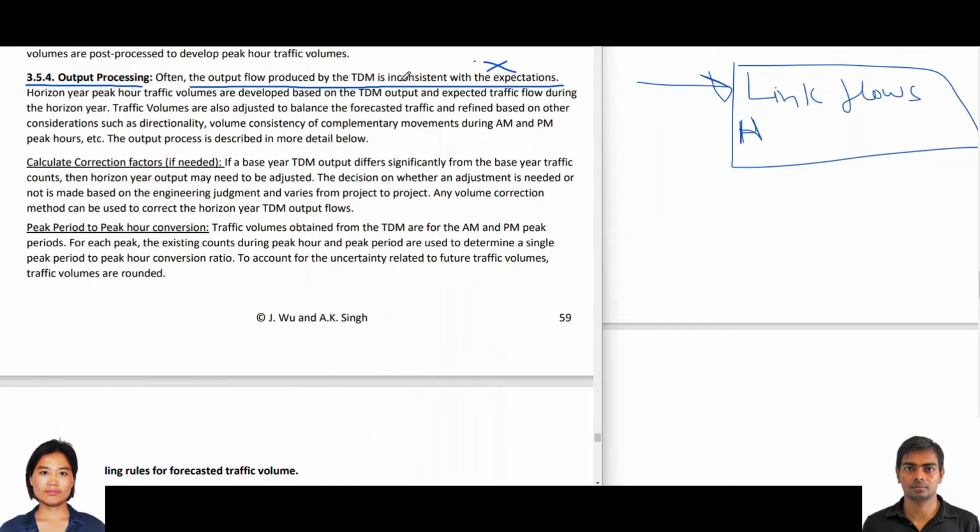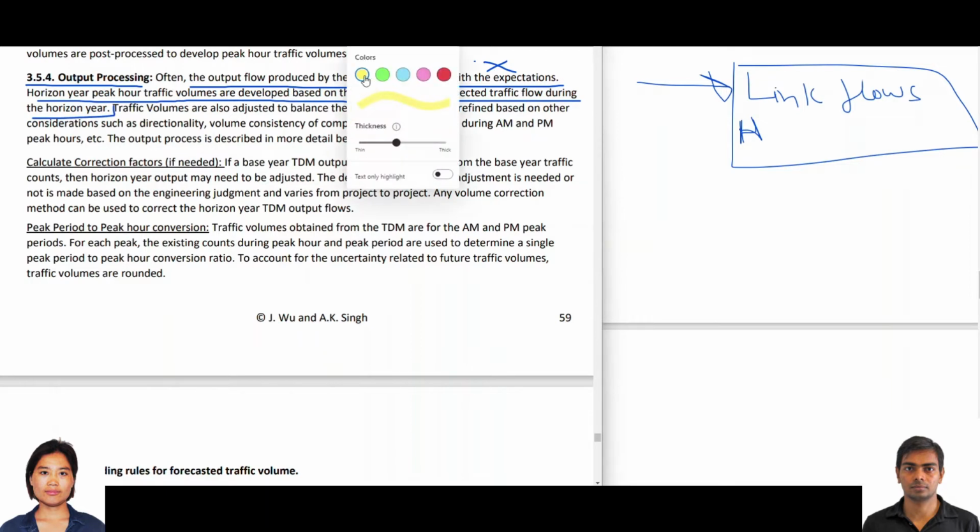So what we do is we try to adjust it the best we can based on how the existing TDM output was. We try to adjust the future TDM output as well. So horizon year peak hour traffic volumes are developed based on TDM output and expected traffic flow during the horizon year. A lot has been said in this statement. So future traffic volumes are developed.